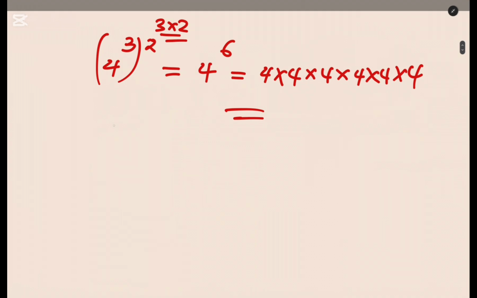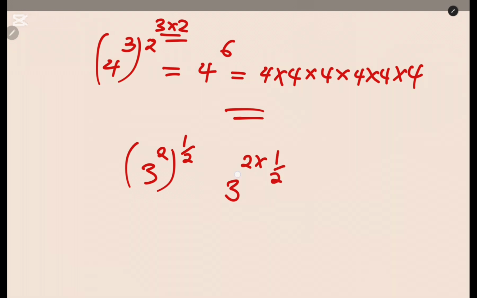All right, let us have a look at another example. 3 to the power 2, then of course the power half. The powers still multiply, so you're going to have 3 to the power 2 multiplied by 1 over 2. These are reciprocals of each other, so they cancel, and you are going to have 3 to the power 1, which is just the same as 3.